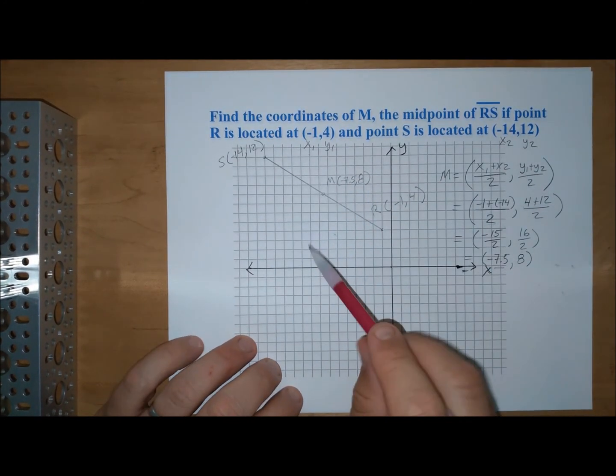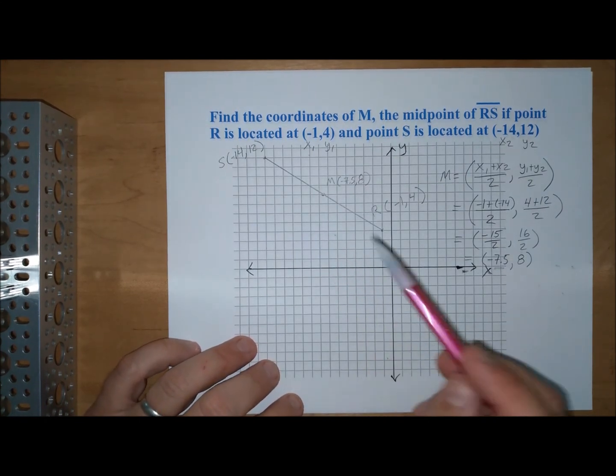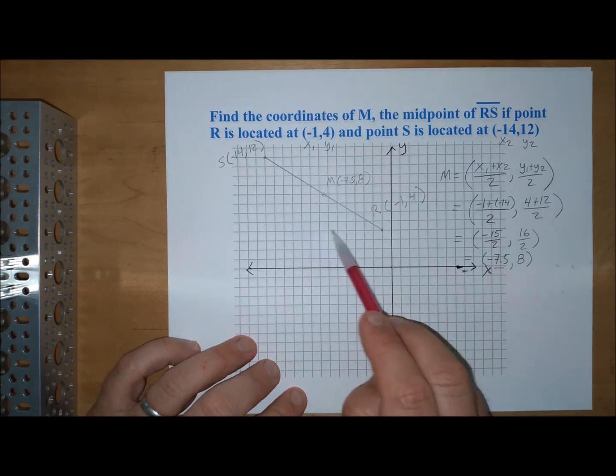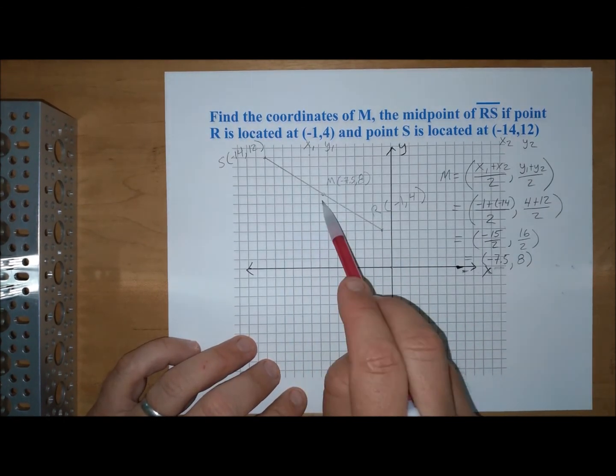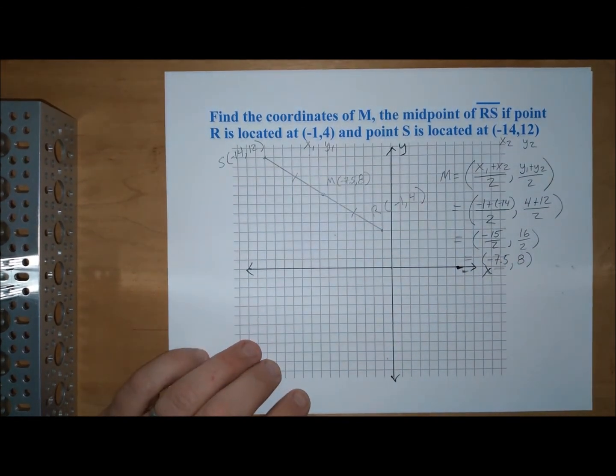And I have that built-in graphical check that it lands on the line. And you don't have to, but you could do a little distance formula here and prove that both of those segments are congruent to each other.